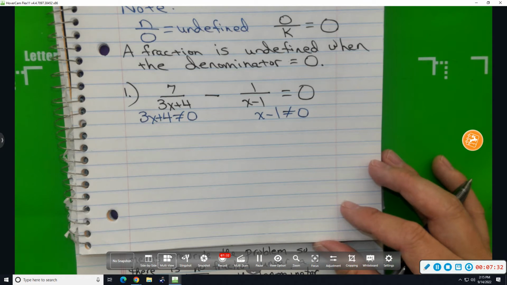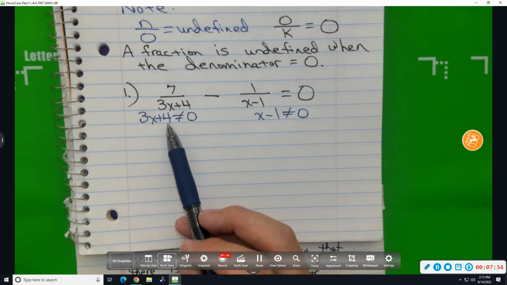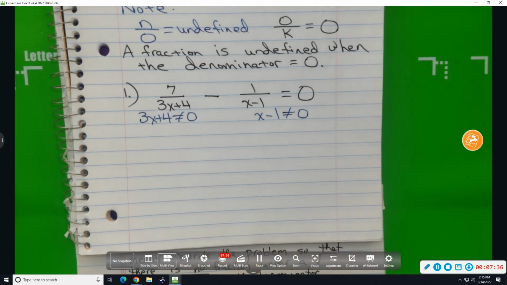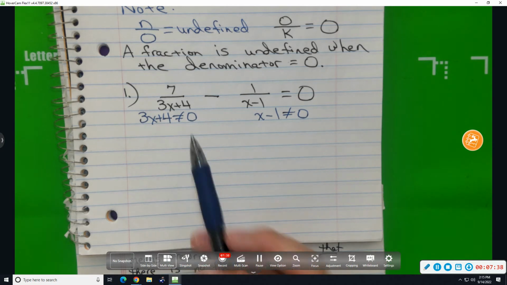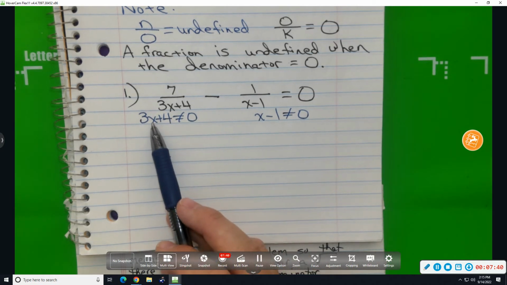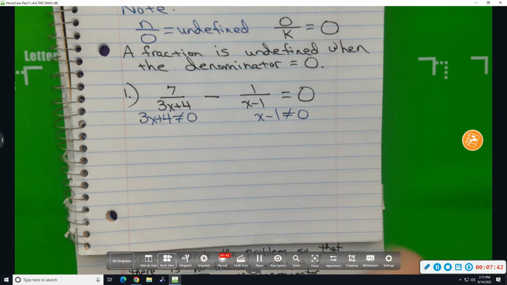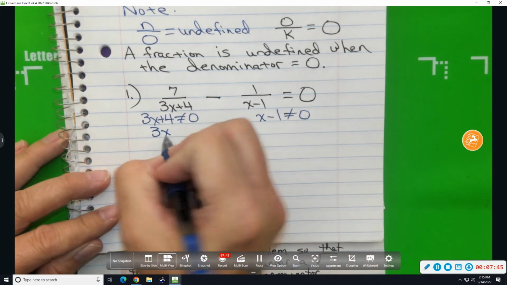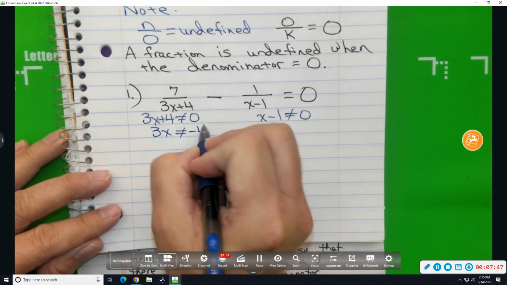We'll just solve this thing as if it were an equation. Even though it's a not equal to, you use the same procedure. What would I do to get rid of that? I want to get x by itself. Well, subtract 4, I agree. So we have 3x cannot equal negative 4.